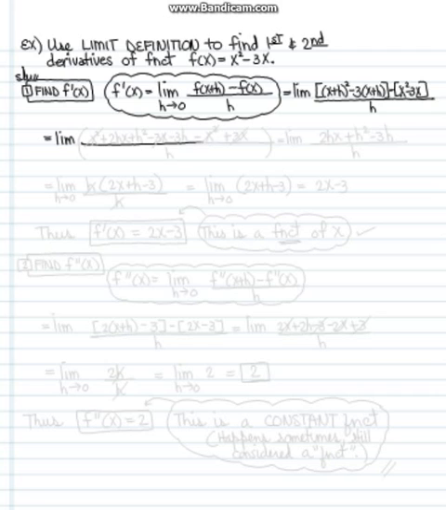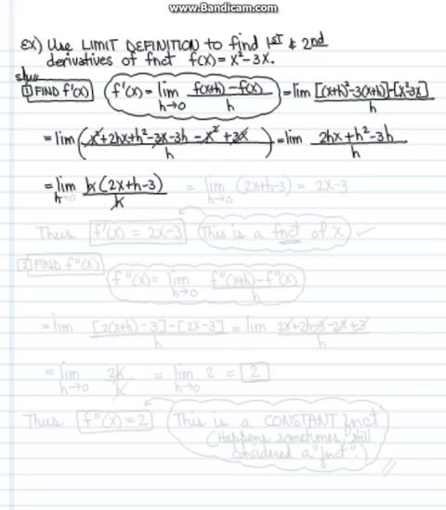Well, we simplify that and we get the limit of x squared plus 2hx plus h squared, that's from foiling x plus h, minus 3x minus 3h minus x squared plus 3x. We distributed all the negative signs, all over h. A bunch of things cancel out and we get the limit of 2hx plus h squared minus 3h over h. We can factor an h out of the numerator. It gives us a limit of h times 2x plus h minus 3 over h. Cancel the h's. We get the limit as h approaches 0 of 2x plus h minus 3.